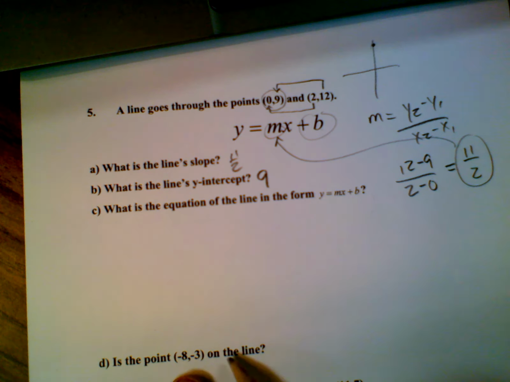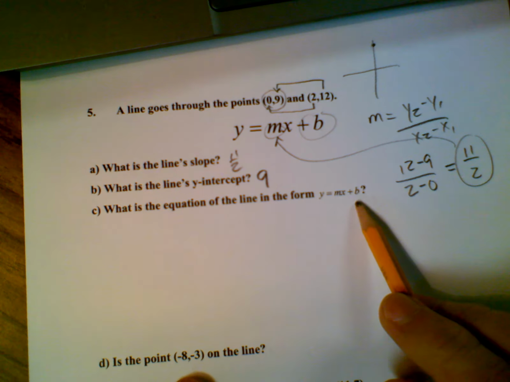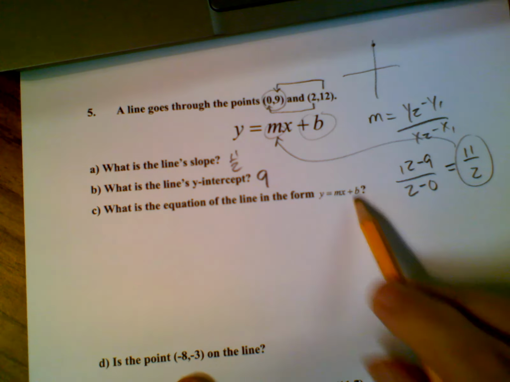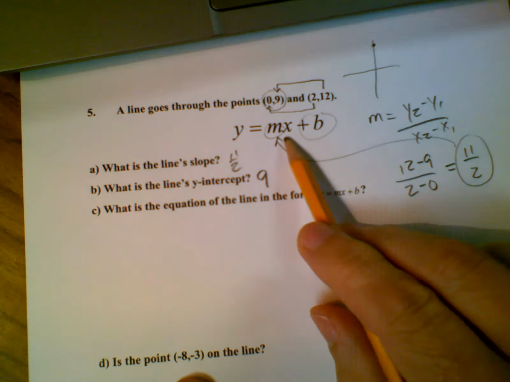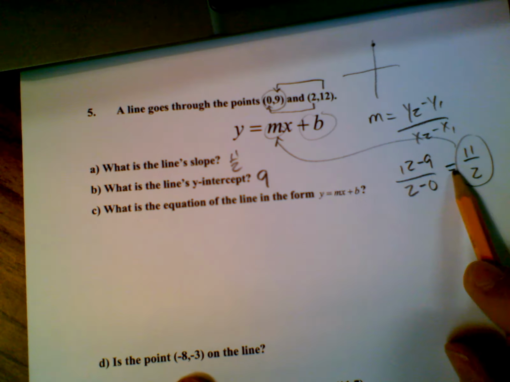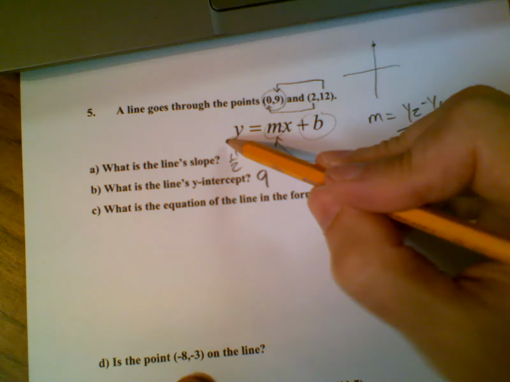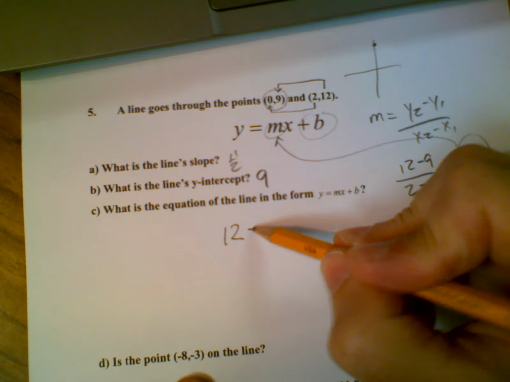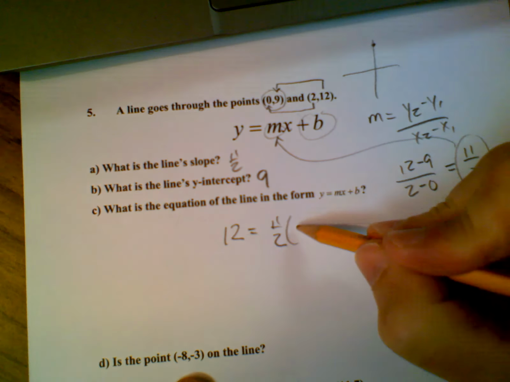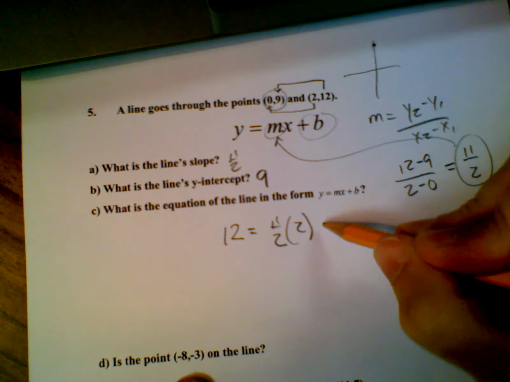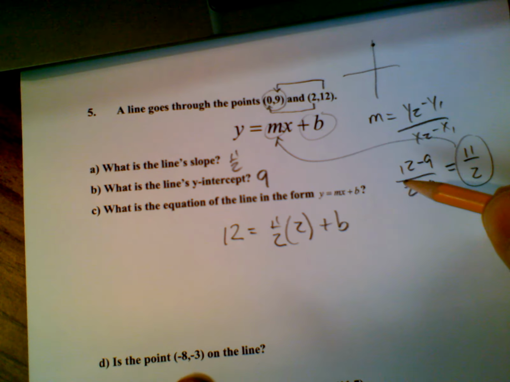Okay? But now, if I ask you this question, you got to do a little more work. And if I ask you this question, you're going to have to find the equation of the line by plugging in one of these ordered pairs and plugging the slope in that we calculated this way. So maybe I'll take the (2, 12) and I'll put the 12 in for the y, and I'll put 11 halves in for the slope, and I'll put the 2 in for the x, and then plus b.